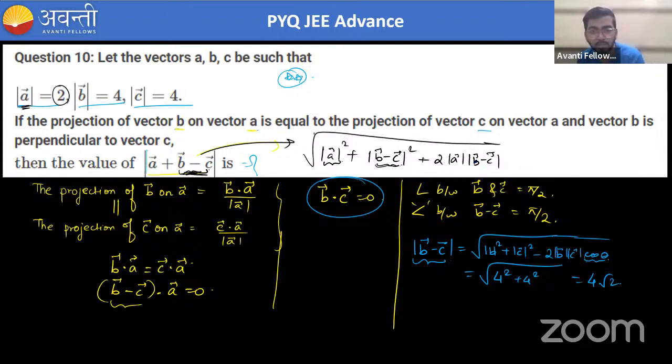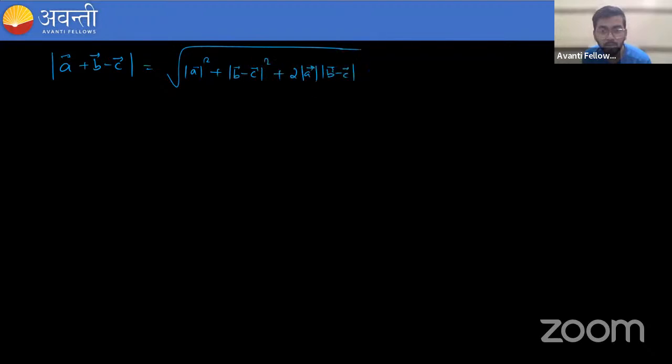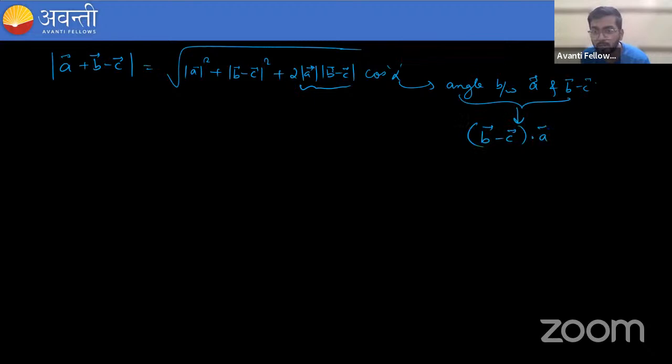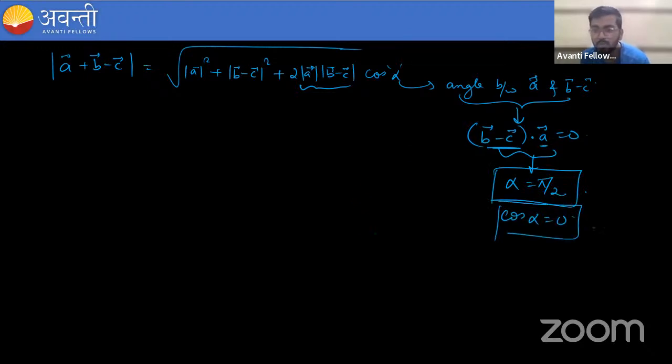So we got the value of mod of b bar minus c bar. I will apply this value in the given equation: mod of a bar plus b bar minus c bar is equal to under root of mod a bar square plus mod of b bar minus c bar square plus 2 times mod a bar mod b bar minus c bar and cos of the angle between b bar minus c bar and a bar. Let us say alpha is the angle between a bar and b bar minus c bar. We already found out b bar minus c bar dot a bar is equal to 0, right? So this alpha should be equal to pi by 2 or 90 degree. So cos alpha will be equal to 0, and this whole term inside the root will become 0, correct?